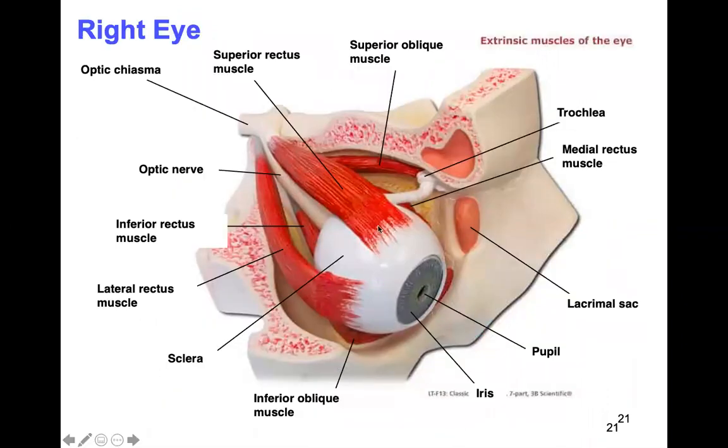You remember the eye with the muscles, superior rectus, lateral rectus, all the way in the bottom. Can't quite see it too good, would be the inferior rectus. Through the top is the superior oblique, and on the bottom would be the inferior oblique. Pupil, iris, sclera. The cornea is removed. That's the translucent anterior portion.